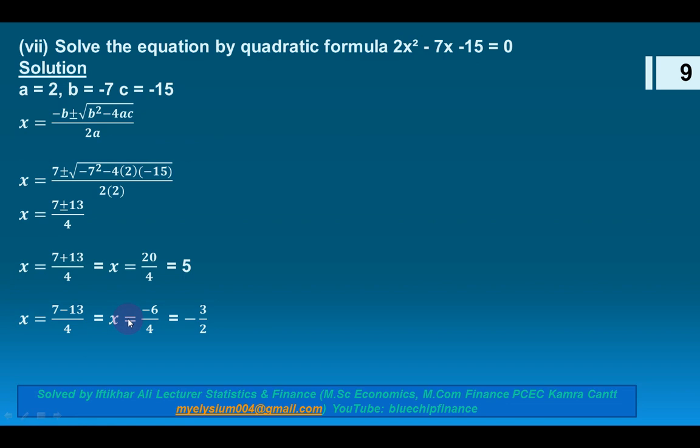Question number 7 is about the quadratic equation, which is 2x square minus 7x minus 15 equals 0. The quadratic formula is given here: minus b plus minus square root of b square minus 4ac, divided by 2a. In this equation, 2 is a, b is minus 7 and c is minus 15. So after putting the values in the equation, you can get the answer. The first answer with plus is equal to 5 and the second answer with minus is equal to minus 3 by 2.